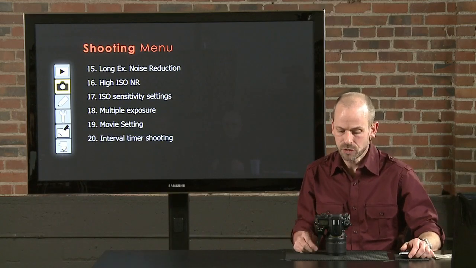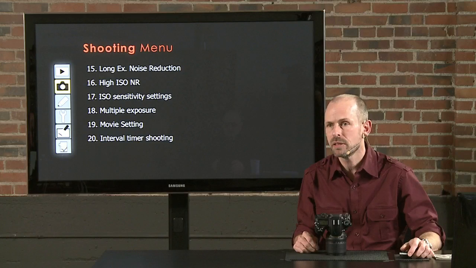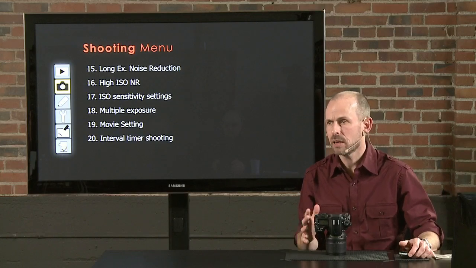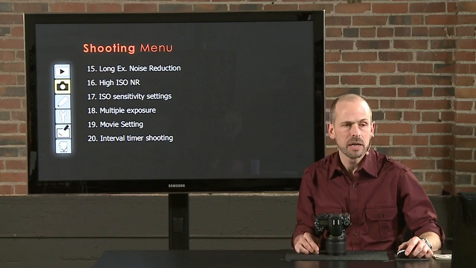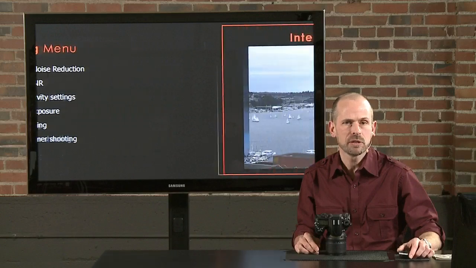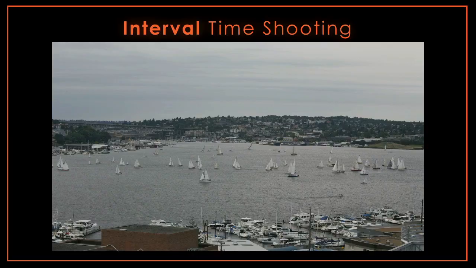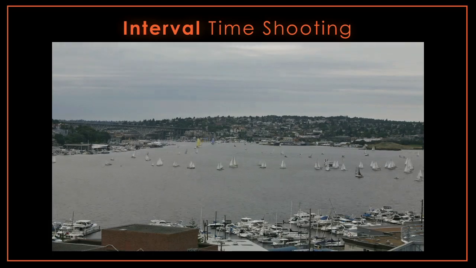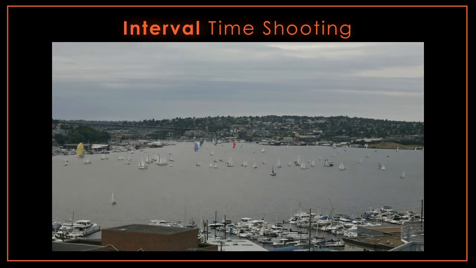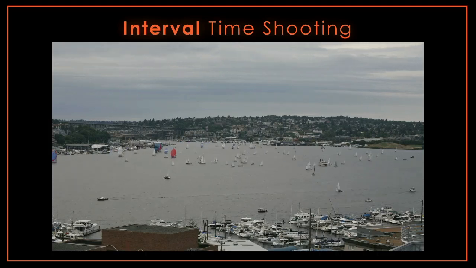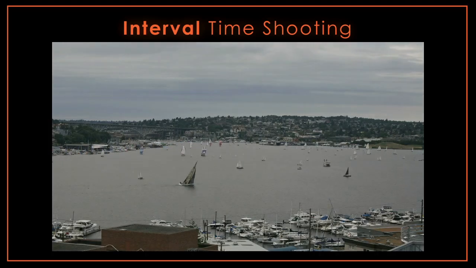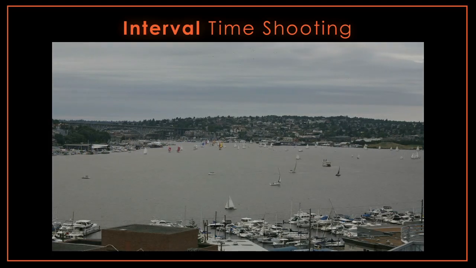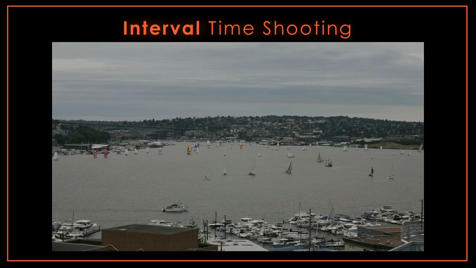Next up is the interval timer shooting, and this is a fun little feature. I'm really glad that Nikon has built this into the camera. And let me show you a couple of intervalometer shots that I have taken. This is on Lake Union here in Seattle. This is the Duck Dodge. And what I did is I took a picture about every 10 seconds for about an hour. And actually you're going to see here, this is about 45 minutes compressed down to about 15 seconds. And so it can take a large amount of time and compress it down.